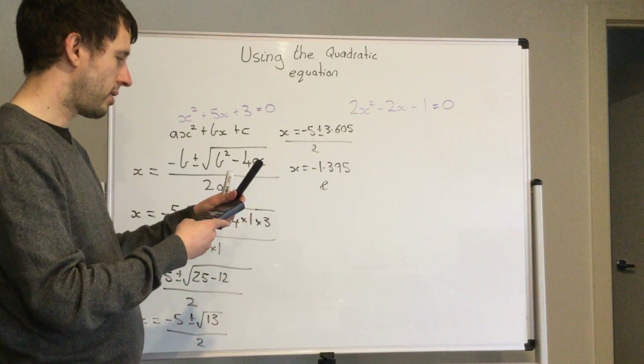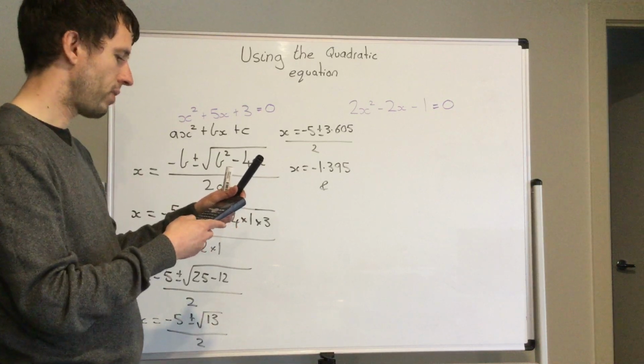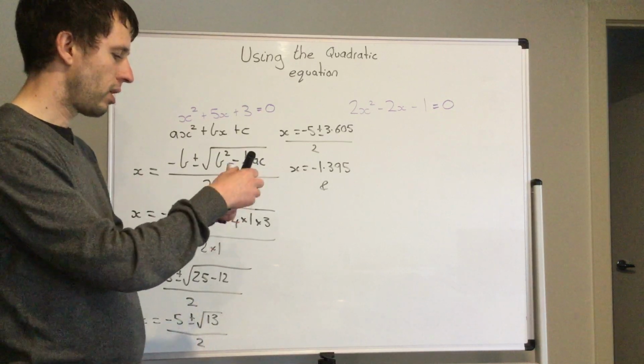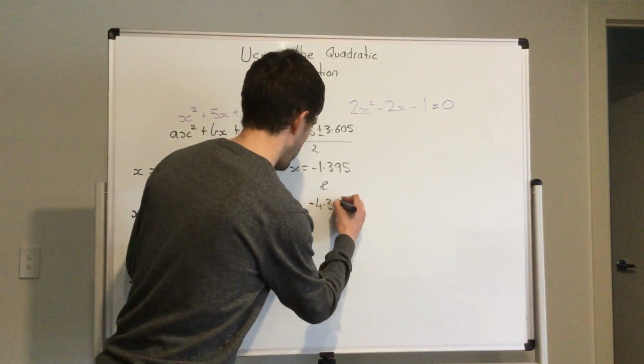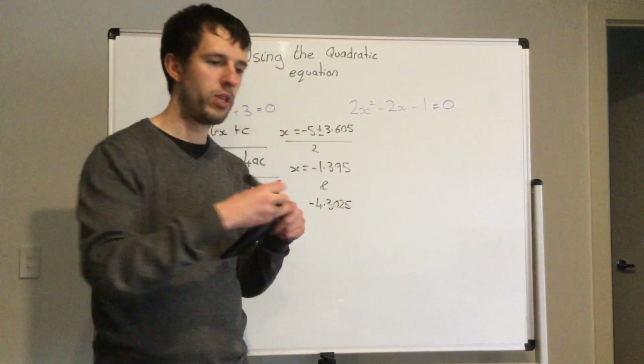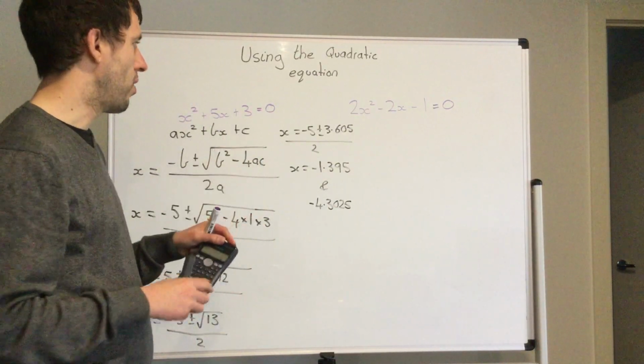Negative 5 take 3.605 divided by 2, negative 4.3025. 2 points. Let's look at our next one.